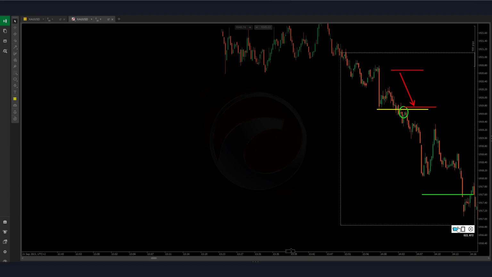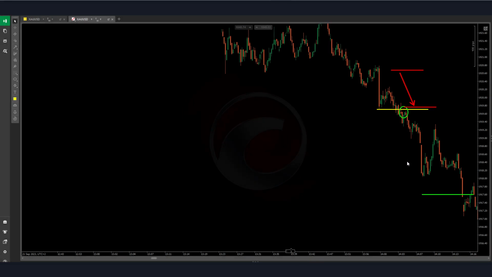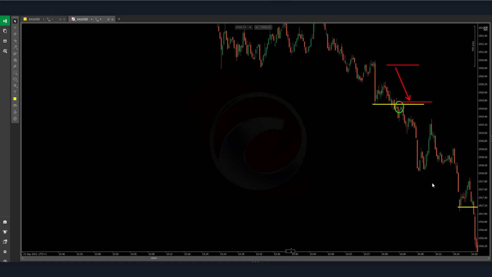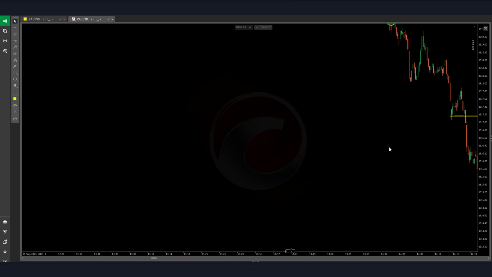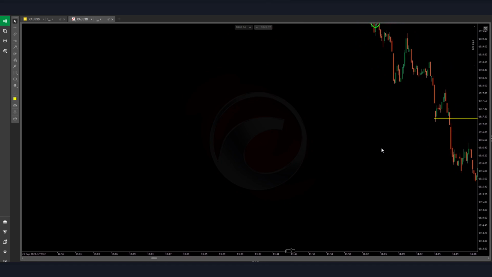Okay, very good. So now what I would love to see is actually a break below these lows and a continuation. Okay, the breakout is there, but there's no retest.